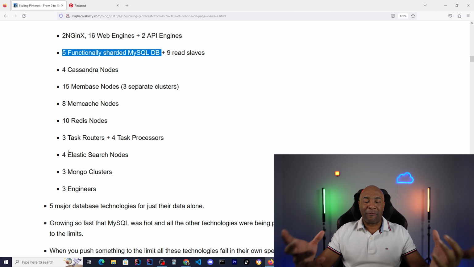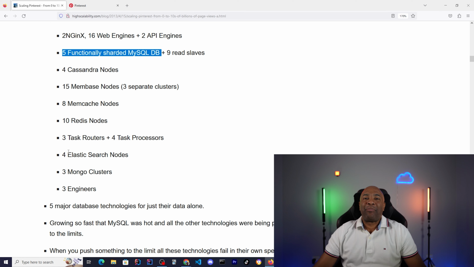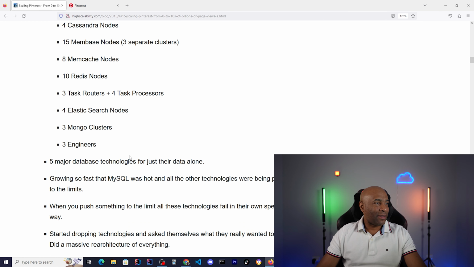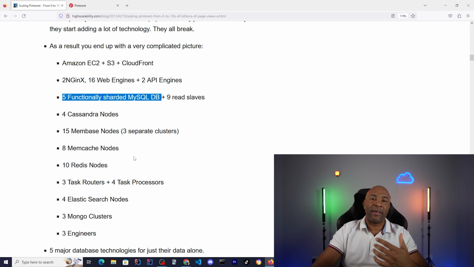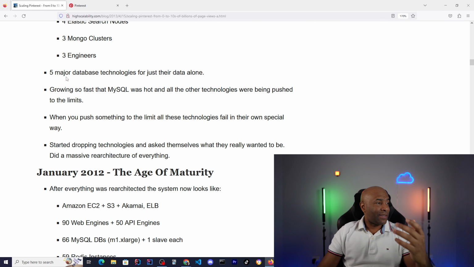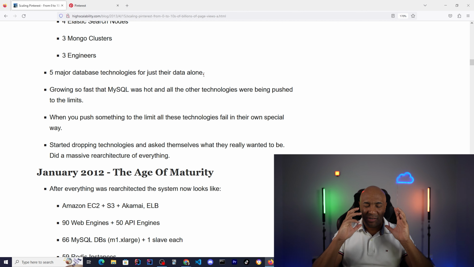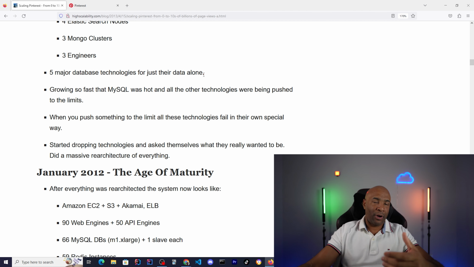So they grew a lot and added 1 more engineer to the roster, which is quite interesting because they were really experimenting and doing different things and trying to solve their problems. They said there were 5 major technologies for just their data alone. So as you can see, they had this huge amount of data, so they were trying to deal with that problem, experimenting with different technologies.